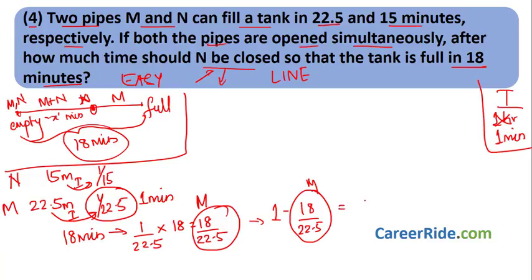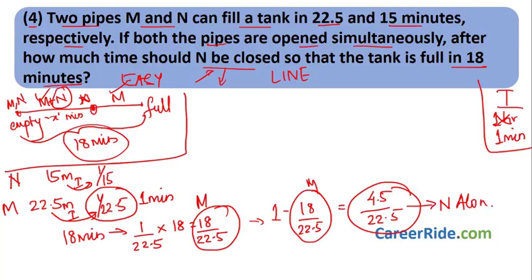Out of that, 18 upon 22.5 amount of work is already done by M. So how much work is remaining? 22.5 minus 18 is 4.5 upon 22.5. Who will do this work? Only N. Why only N? Because here we have already considered the work done by M entirely. Only pipe N is remaining. So this is the work done by pipe N alone, right?